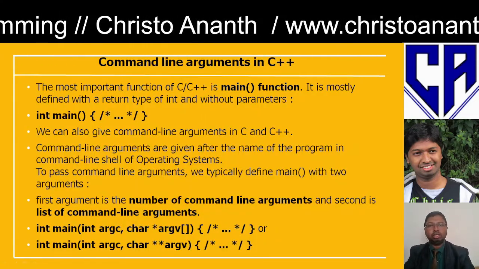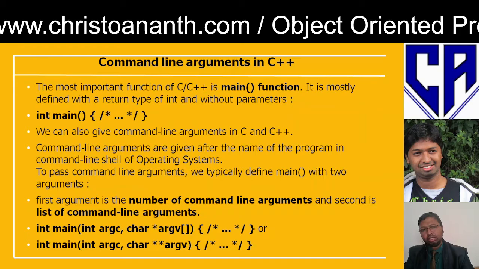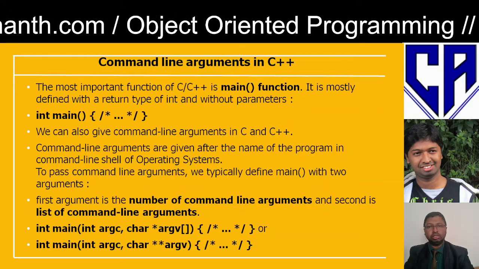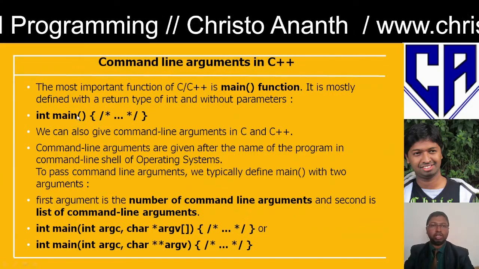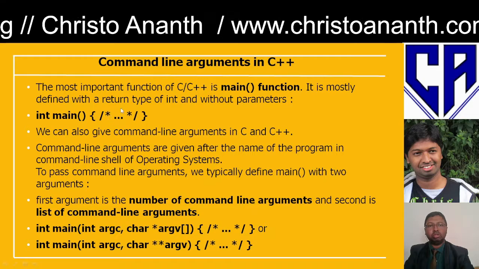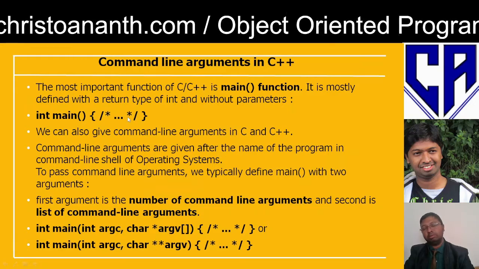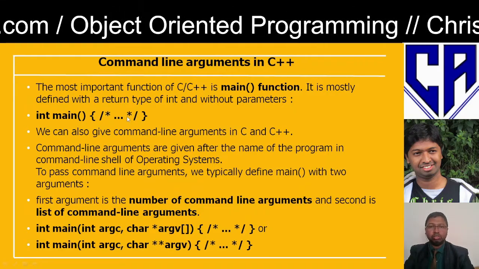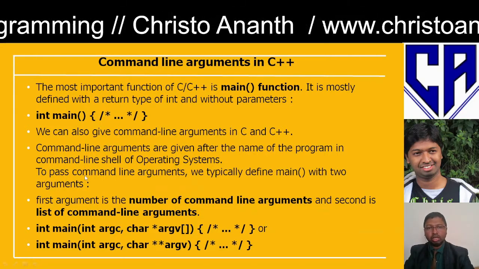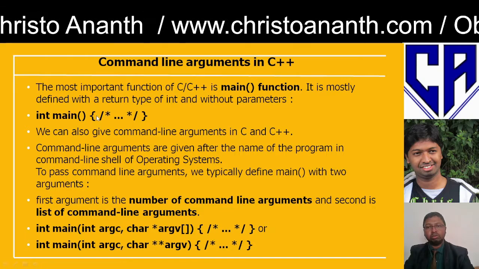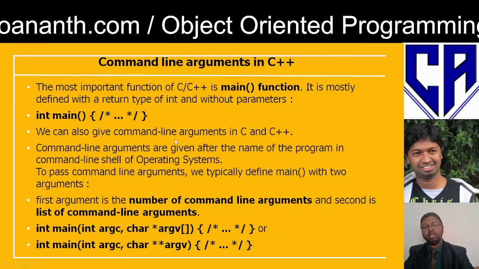Then you'll have command line arguments also. So even in a C++ or maybe C program, you'll have this main function, and definitely it is going to have a return type of int. Even without parameters you can specify it. So maybe in the main function, you'll have a list of arguments from the command line. So we can also give command line arguments in a C program or C++ program. It can be given after the name of the program, in the command line shell of the operating system. And in order to pass these command line arguments, we define this main function. So maybe we'll have the number of command line arguments and the list of command line arguments.